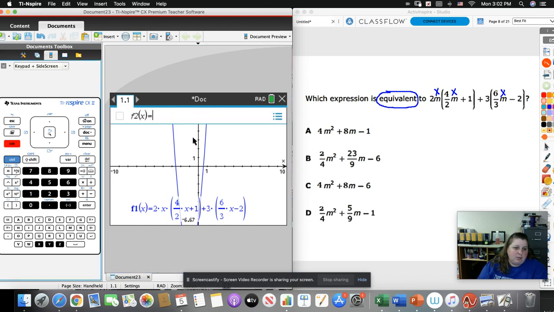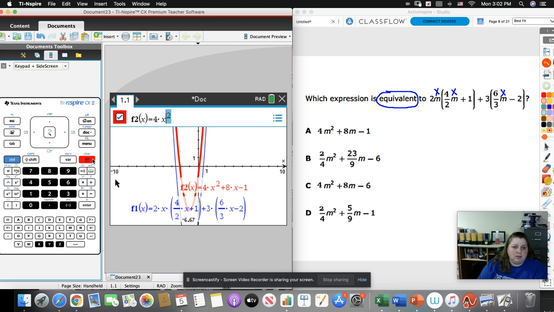Then I hit tab. I type in my first answer choice, X squared. Again, I'm not typing the M's. I have to replace them with X. Minus 1, enter. Not the same. Tab, up arrow key. Again, I like to delete out the first answer choice and then type in the second one. Control divide gives you that fraction bar.